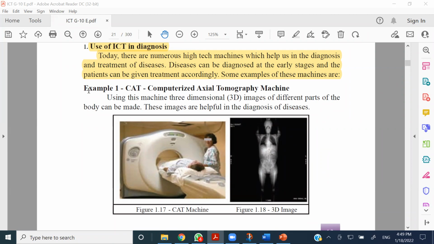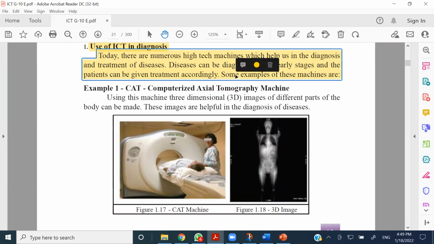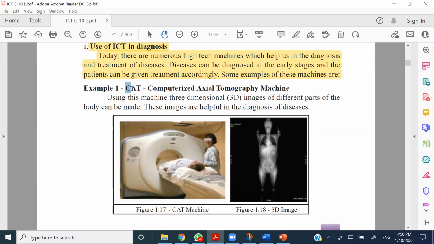Right, so you don't need to say example one. In this particular paragraph, by saying some examples of these machines are, under that you can put one and just write the machine name. You don't need to write the explanation, but you have to remember that when it says the CAT machine, what is the purpose of the CAT machine. So remember it simply: having 3D images of the body so the medical people will be able to diagnose it easily.